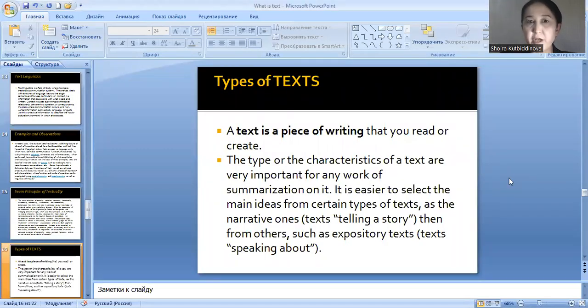Now we are going to talk about the types of text. A text is a piece of writing that you read or create. The type, or the characteristics, of a text is very important for any work of summarization on it. It is easy to select the main ideas from certain types of text, such as the narrative one, a text telling a story, and then from others such as expository text.